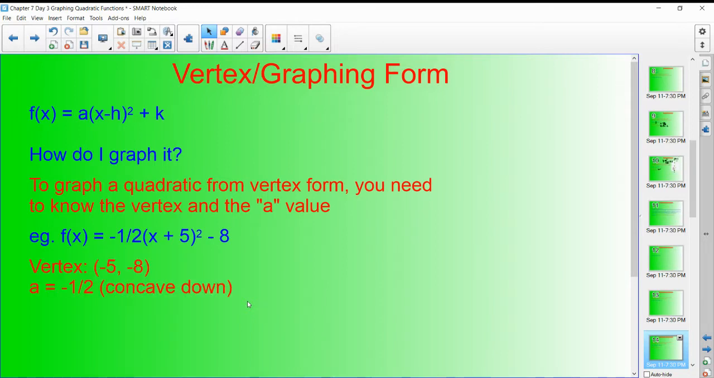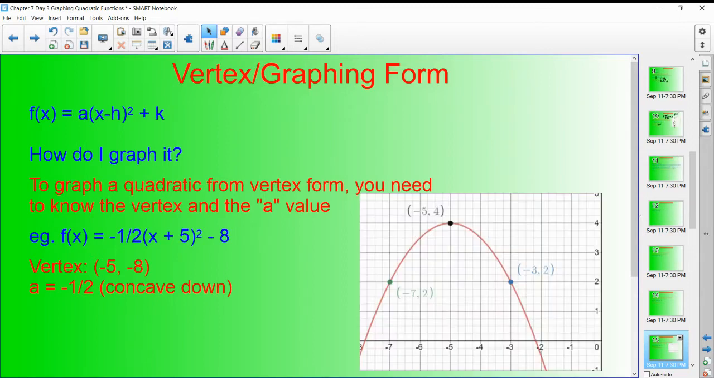So in this case, the vertex, remember, is the opposite sign of the middle number, and the same sign as the outside number, so negative 5, negative 8. We know it opens down because there's a negative a value, and it's vertically compressed. It's actually going to be a wider graph. So let's see what that looks like and how we can graph some points.